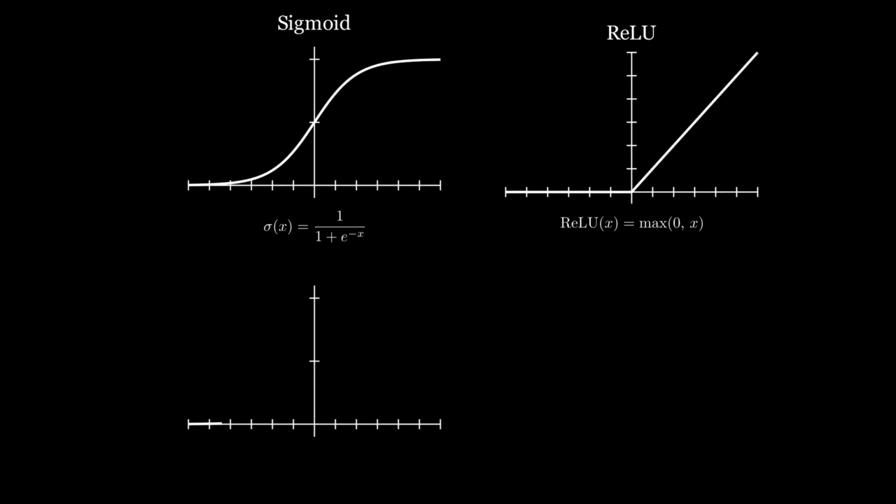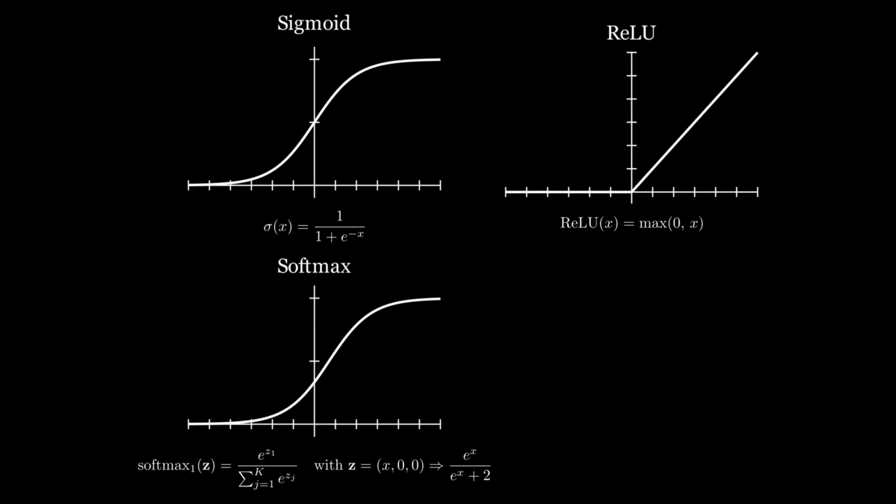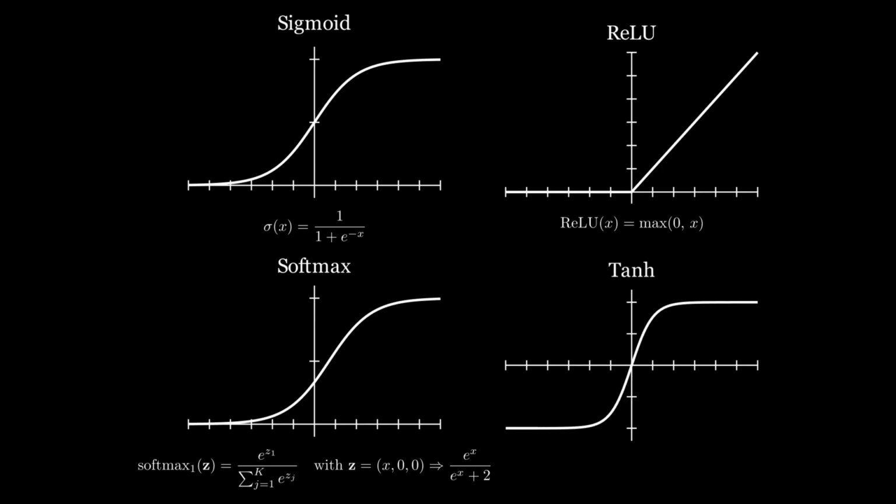Softmax ensures all outputs are in the range of 0 to 1, and sum to 1. It converts a vector of scores, logits, into a probability distribution across multiple classes. Hyperbolic tangent maps input values to the interval -1 to 1, similar to sigmoid but centered at 0, which often helps optimization. Let's walk through a simple image classifier.